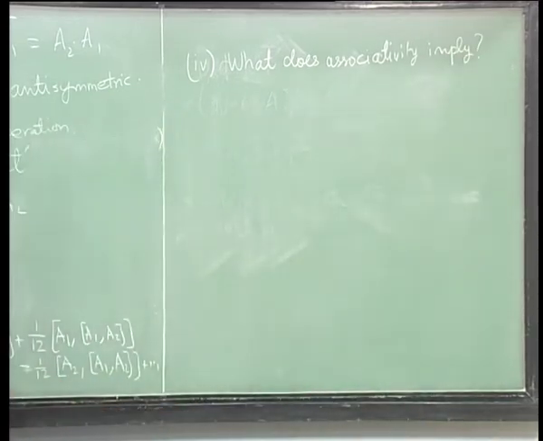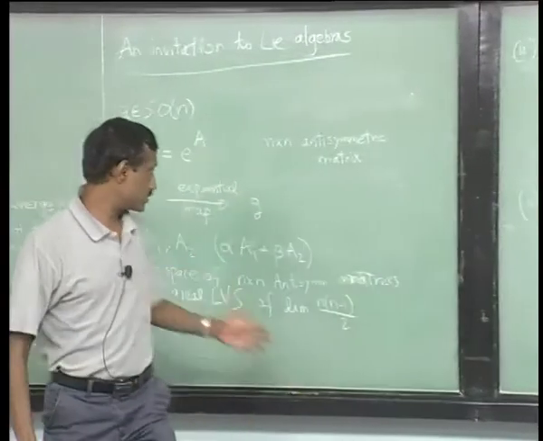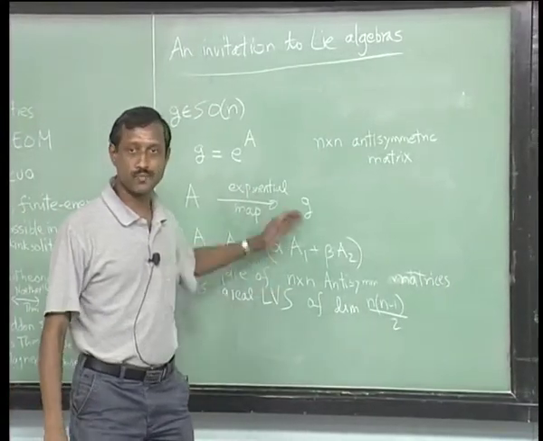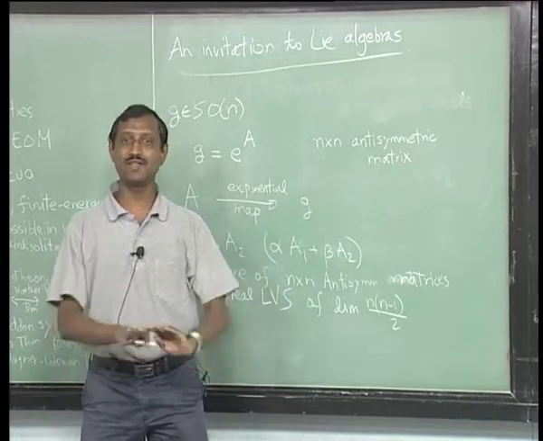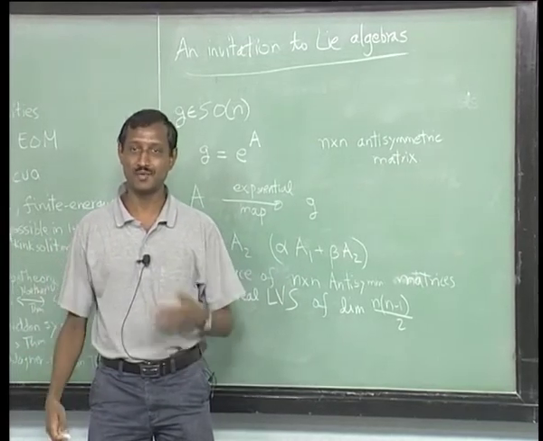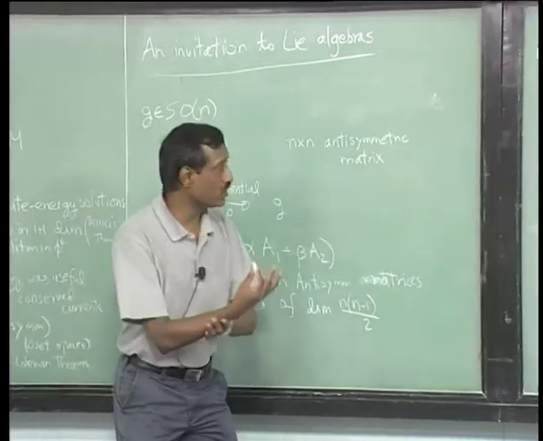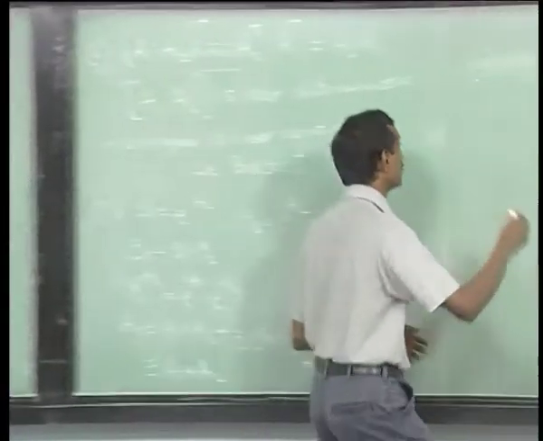It implies some extra structure on this Lie algebra, whatever we are defining. After we put all these structures in, only then we have defined what we mean by a Lie algebra. So, now comes associativity. What does it tell you?